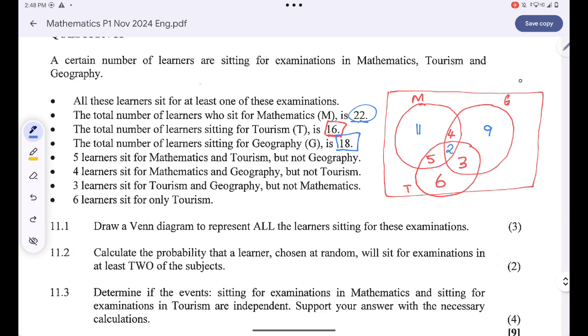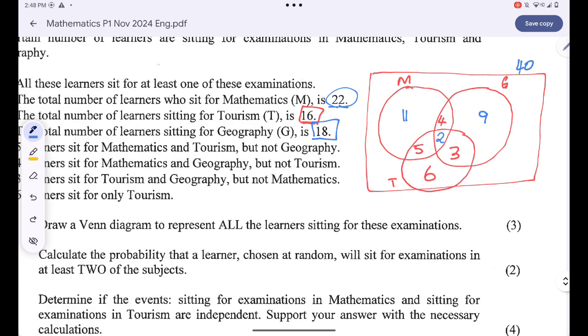So in the sample space, guys, I simply have 40 learners. Are you together, guys? Within these 40 learners, there's only 2 learners who sit for all 3 exams, and then 4 learners just sit for maths and geography only, and then 3 learners sit for tourism and geography only. 5 learners are taking mathematics and tourism, and then there is 11 learners.